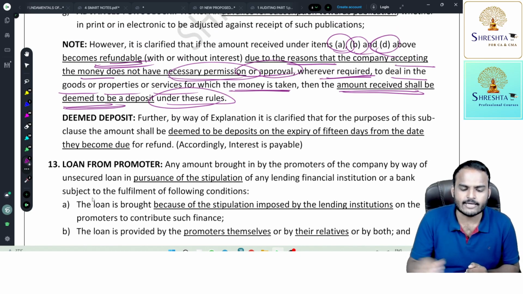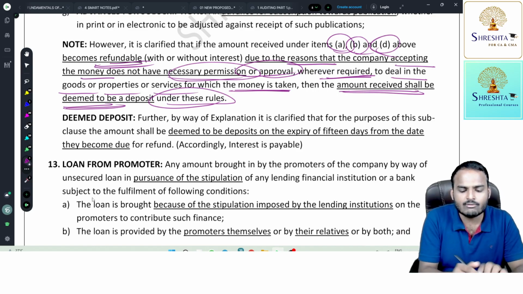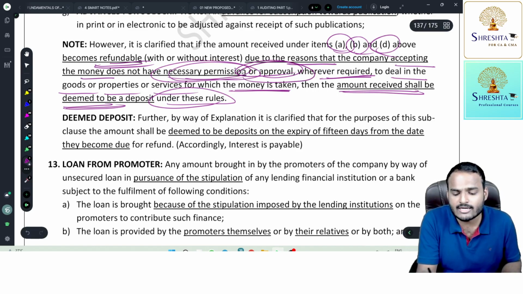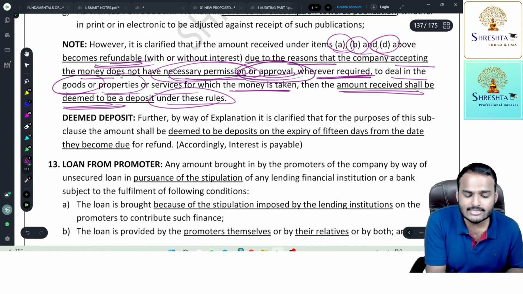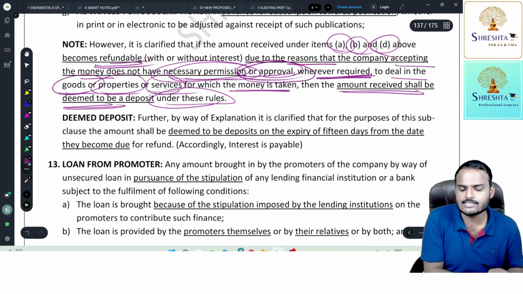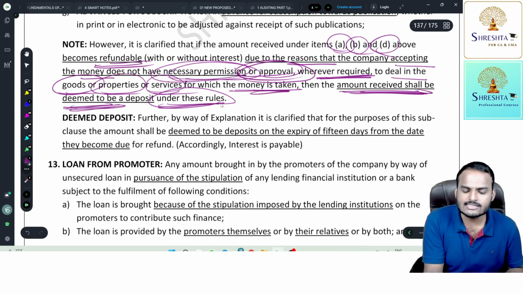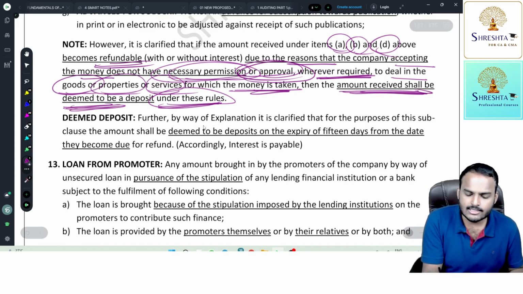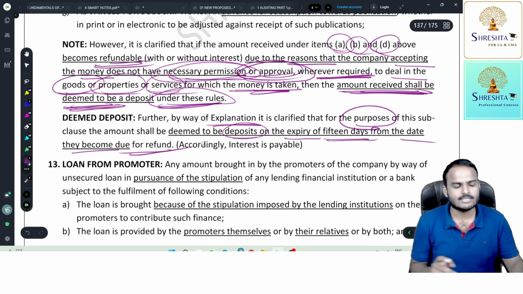Just see the point one more time. Due to the reasons that the company accepting money does not have any necessary permission, does not have necessary approvals, wherever required, to deal in such goods, to deal in such properties, to deal in providing such services for which money is taken, then the amount received shall be deemed to be a deposit under these rules. Further, by way of explanation, it is clarified that for the purpose of this subclause, the amount shall be deemed to be a deposit on the expiry of 15 days from the date they become due for refund.